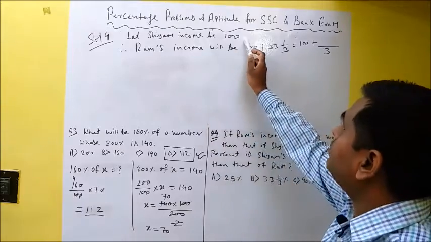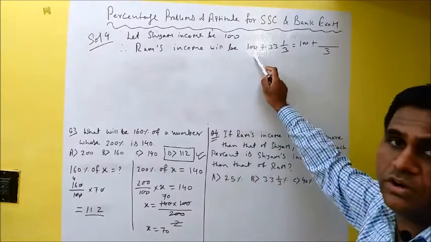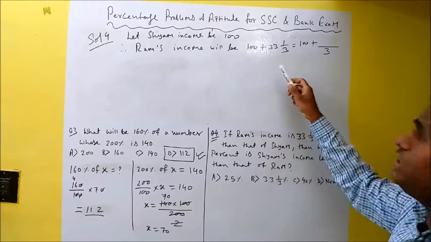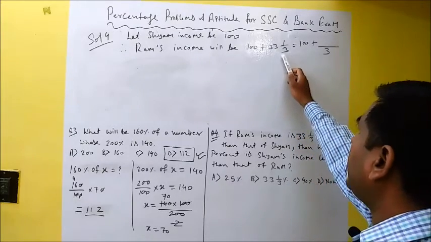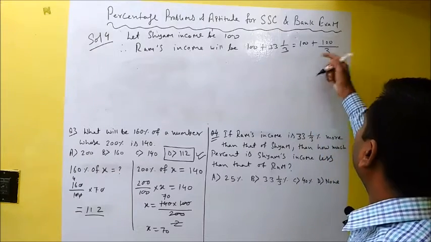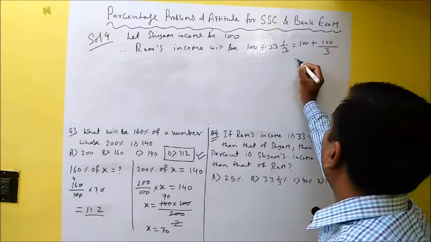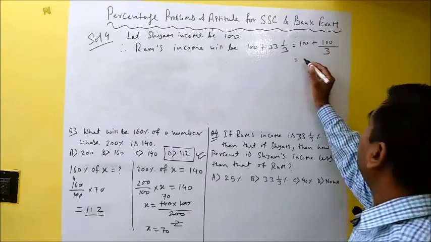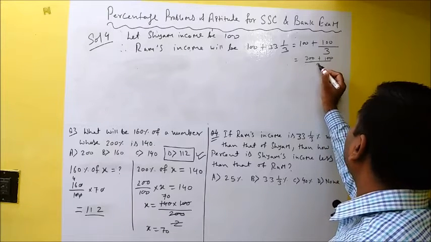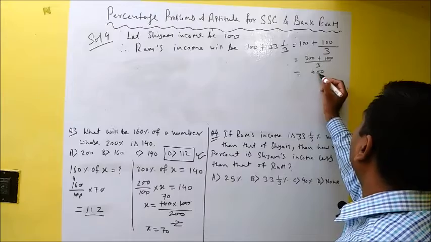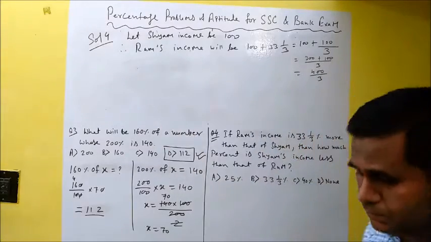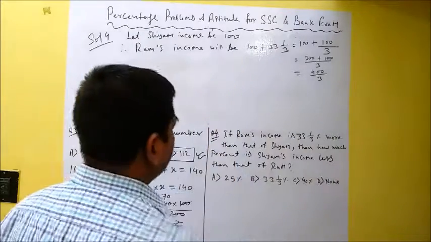So Shyam's income is 100. So Ram's income will be 100 plus 33 and 1 by 3. Okay, 33 multiplied by 3 will become 99, 99 plus 1 is 100, so it is 100 by 3. If we add once again, taking LCM, 300 plus 100 by 3 becomes 400 by 3. So 400 by 3 will be Ram's income and Shyam's income is 100.